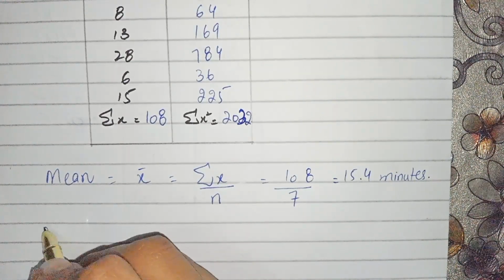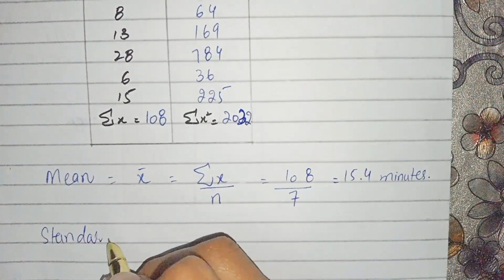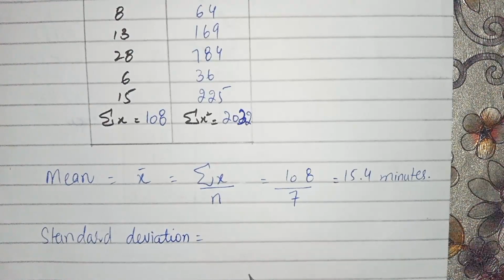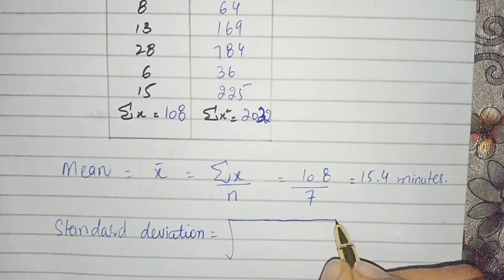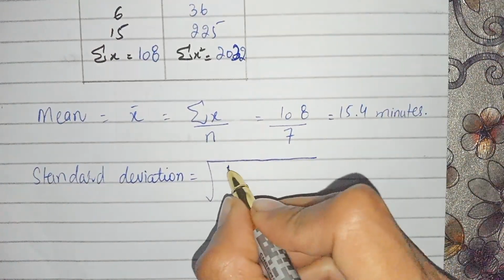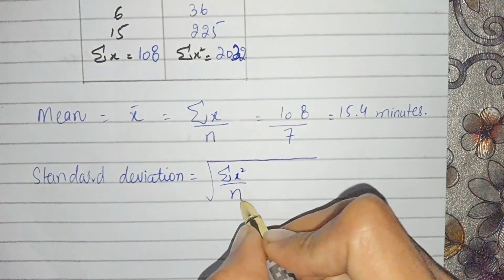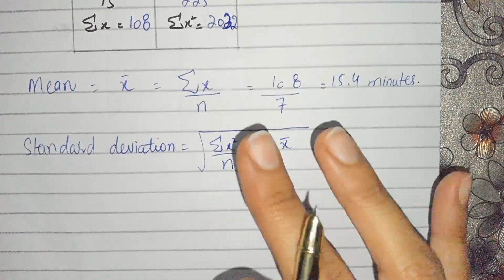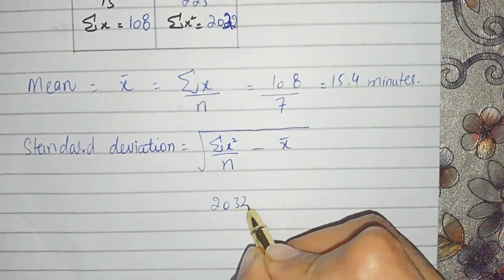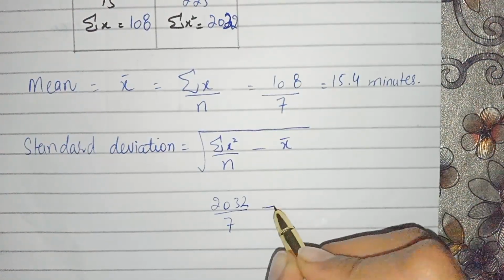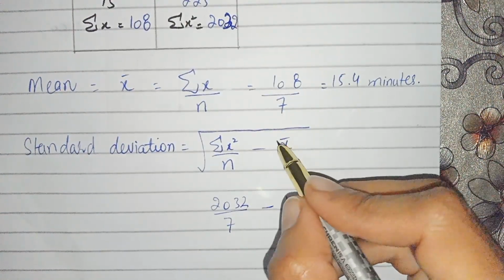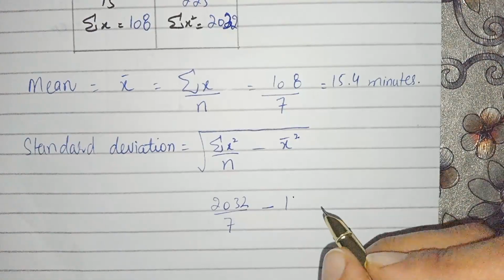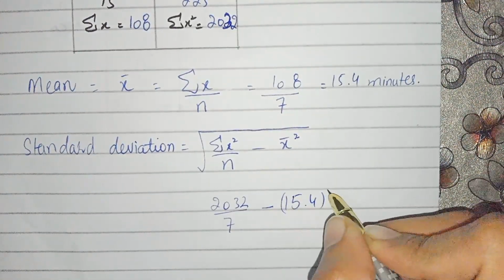Now we have to find the standard deviation. The formula for standard deviation is the square root of sum of x square over n minus the mean value squared. The sum of x square is 2032, the total number of values is 7, and the mean is 15.4, squared. This is the formula for the ungrouped data for standard deviation.